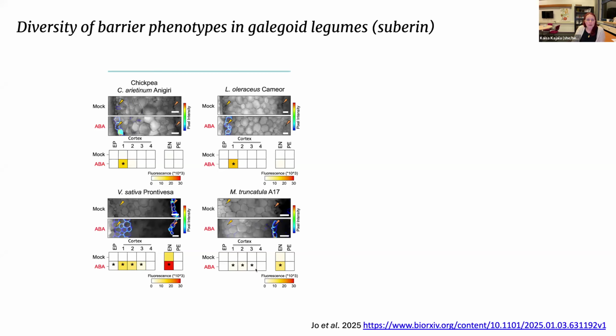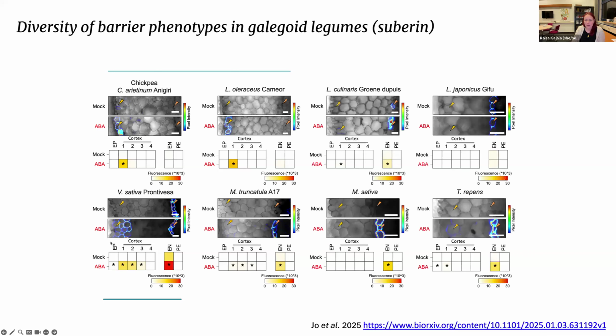So we basically have 2 exodermal species identified, chickpea and pea, one where we saw strong multi-layer formation, and then a number of species that we think are endodermal. And then we followed up 3 of these species, chickpea, Vicia sativa, and Medicago, as our sort of triad of exodermal, intermediate, and non-exodermal species.